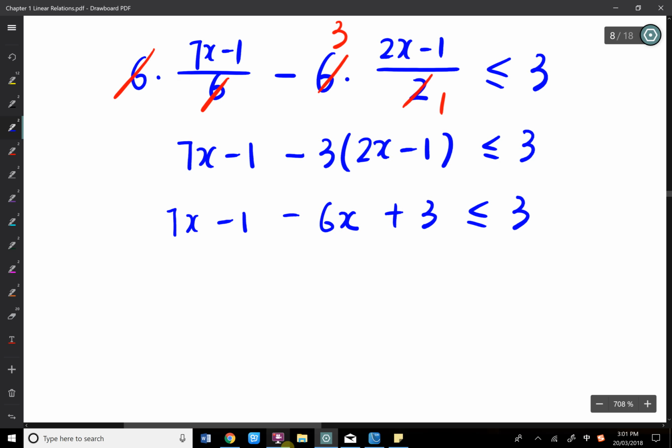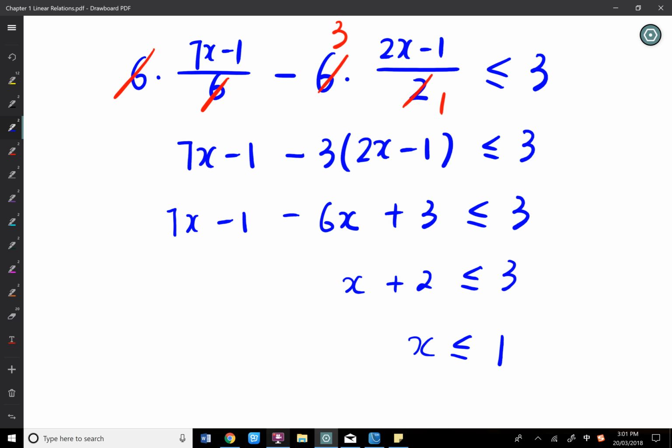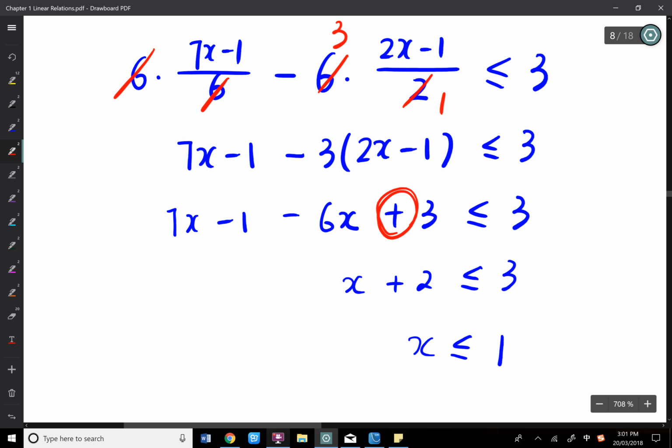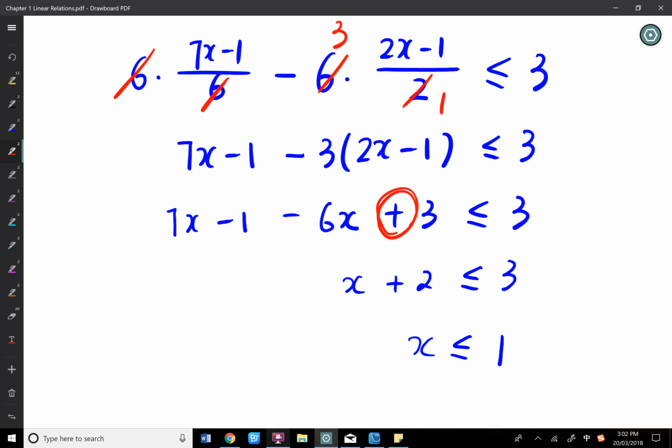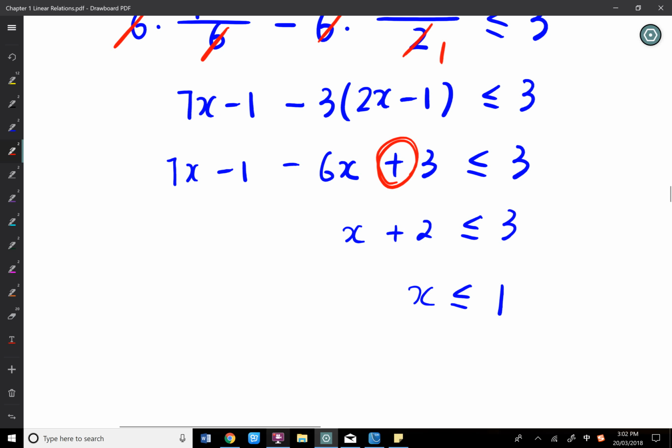So on this side we have x plus 2 less than or equal to 3. Then x is less than or equal to 1. We minus 2 on both sides. Be careful, there's a plus. Do not hurry to expand it on the second line. If you expand there, you may get a minus 3 there. So just make sure everything's correct.